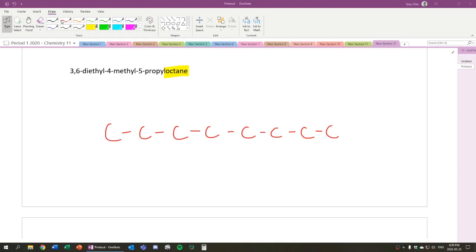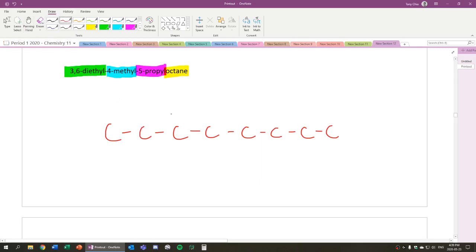My branches are, the first one is 3,6-diethyl. That means on my 3rd and 6th carbon, there's an ethyl group. On my 4th carbon, there's a methyl group, and last but not least, on my 5th carbon, there's a propyl group. Alright, so let's number these. If this one is carbon 1, that means this one's 3, 4, 5, 6, 7, 8.